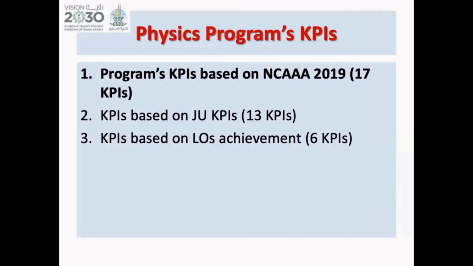Now I show you what I told you in the previous slide. For program KPIs we have at least three parts. The first one is the KPIs based on the NCAAA 2019. There are 17 KPIs from the NCAAA, so these are the most important KPIs. And we also adopt some KPIs from the Jazan University KPIs. There are 13 KPIs from Jazan University. And also now we have a new one, just starting this semester: the KPIs based on learning outcome achievement. There are 6 KPIs. So in total there are around 36 KPIs, but in this talk we focus on the 17 KPIs only from the NCAAA.